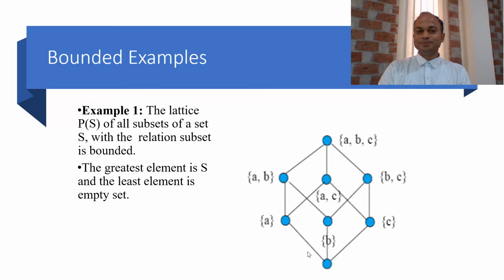So we have taken an example here. This is basically a power set. The power set we are representing in the form of a lattice. If we talk about the greatest element, the greatest element is this one, ABC, which is S itself. And if we talk about the lowest element, this is the empty set. So we can write that the greatest element is S only and the least element is the empty set. Therefore, this particular case is a bounded lattice.